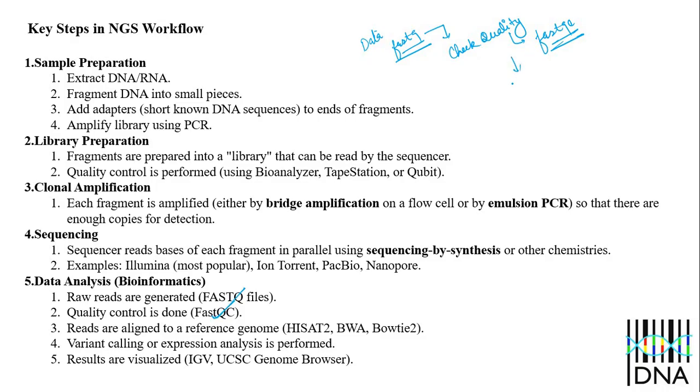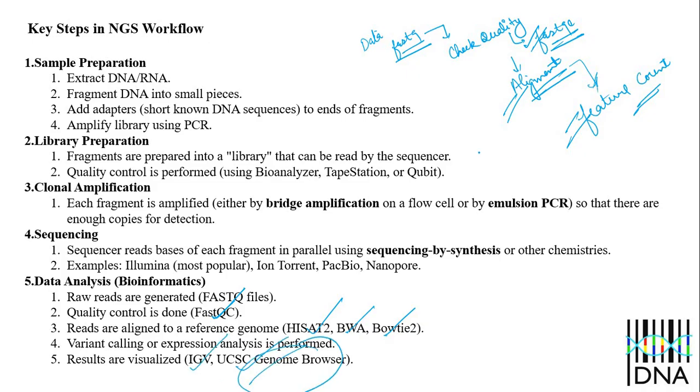Then alignment. For alignment, we use software like HISAT2, BWA and Bowtie2. Then we count the features of our DNA. For this, we use software called featureCounts. How we perform BLAST, the alignment, and the feature count, we will discuss in our incoming session. Then for visualization, we use IGV or the UCSC genome browser.